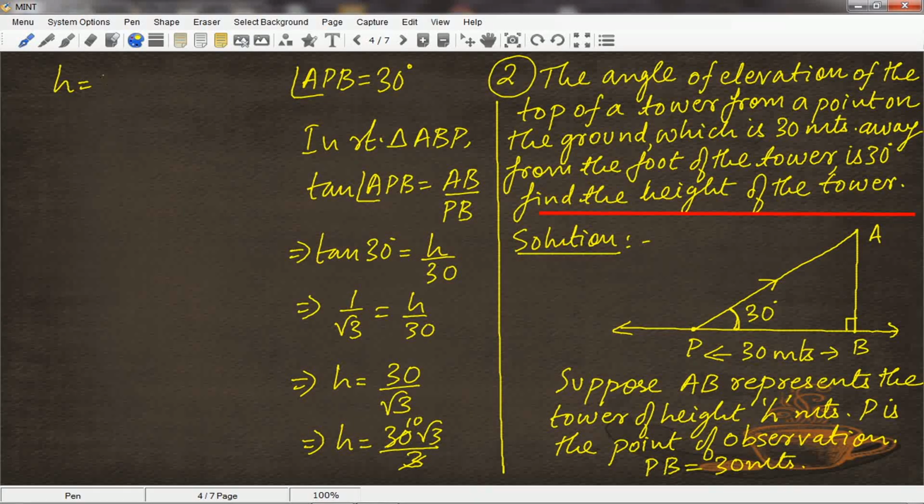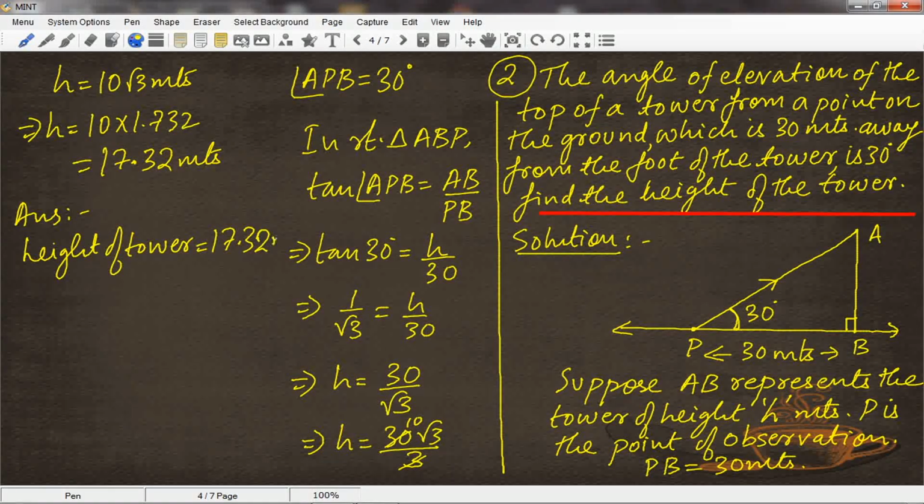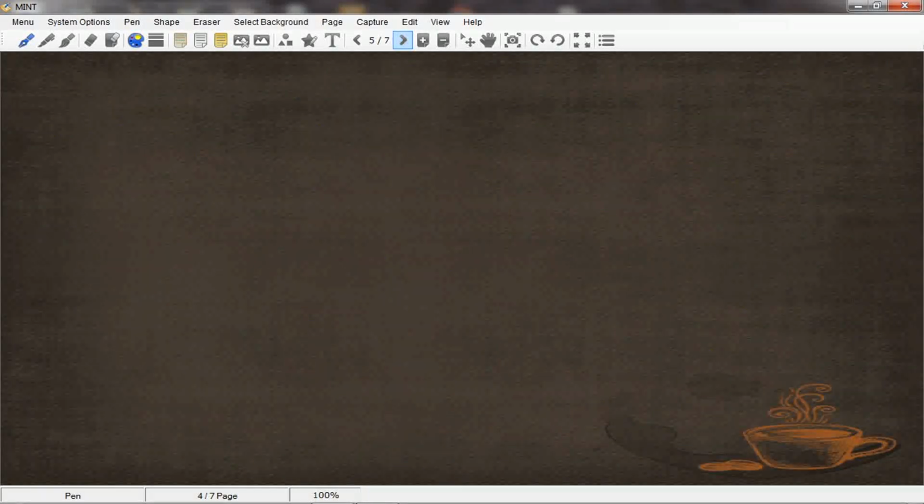So h is equal to 10 root 3 meters, which will be h equal to 10 into 1.732. This will give you 17.32 meters. So this is the height of the tower. So you can write the answer as height of tower is equal to 17.32 meters. That was the second illustration. Simple enough. Now coming to the next one.